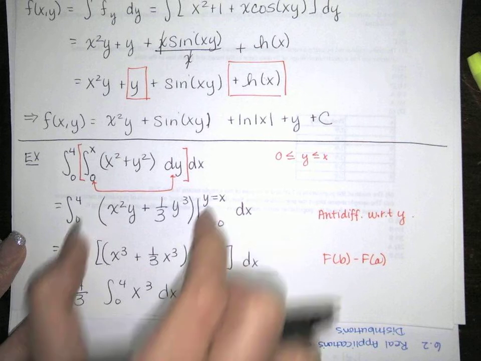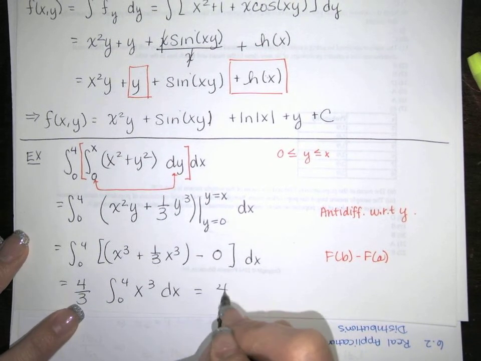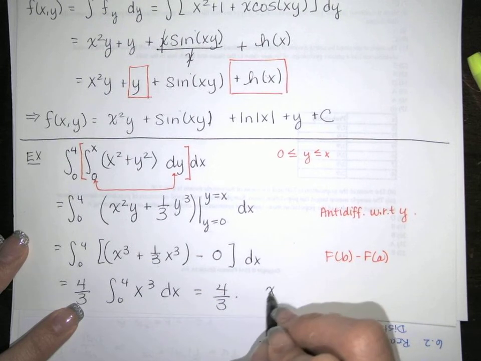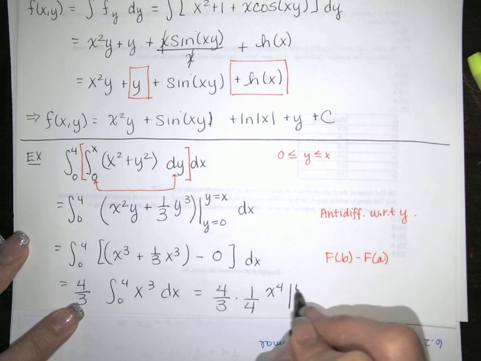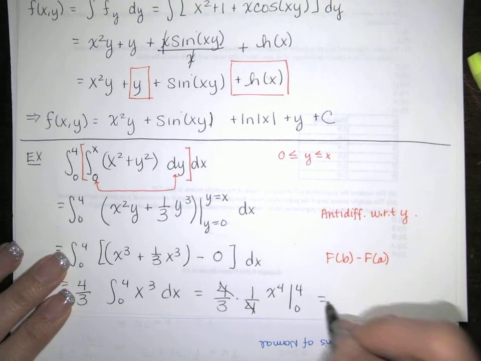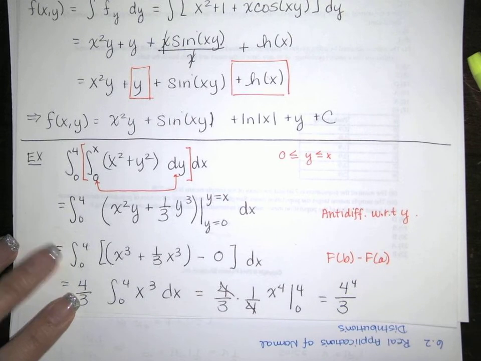After you've done that innermost integral, this integral is just a regular integral. It's a regular Calc 1 integral. So we'll bring the constant down and then anti-differentiate x cubed with respect to x. So we'll add 1 to the exponent and divide by the new exponent, substitute in 0 and 4 and subtract. The 4's reduce, and we end up with 4 to the 4th over 3 minus 0.